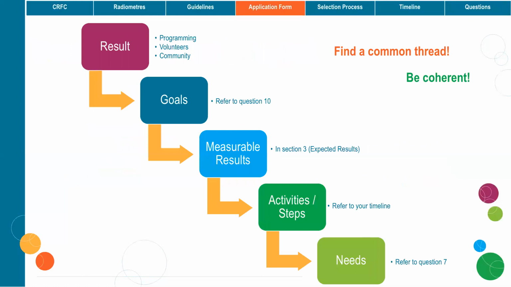So all the time, at all levels, try to be coherent and make sure that there's always a common thread through your project. So from the result that you selected, say if it's programming, volunteer, community, it should be in link with the need that you identified, and everything in between should have that same link. So you take a look at the goals that you set yourself, and the measurable result will be in fact having a number to the goals that you identified, and more precisely you will then see all the activities that you will have to put in place in order to meet your goals.